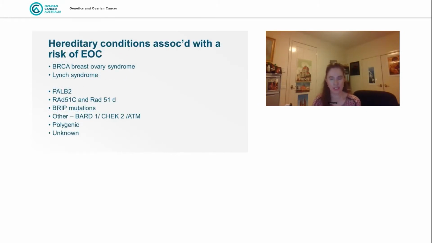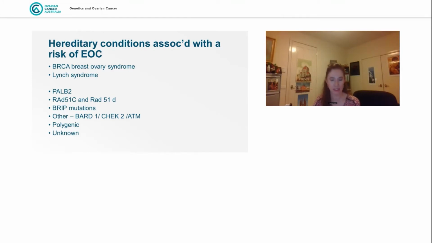So, hereditary conditions associated with a risk of epithelial ovarian cancer, the main focus being BRCA1 and 2 breast ovarian cancer syndrome and Lynch syndrome. These are two highly penetrant conditions that confer an increased risk of ovarian cancer as well as other cancers. Then there's also PALB2, which is a relatively novel gene in the ovarian cancer space that we're routinely offering testing for now in familial cancer clinics, and we know that it's associated with about a 5% lifetime risk of ovarian cancer.